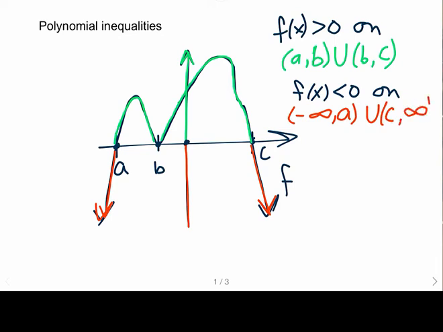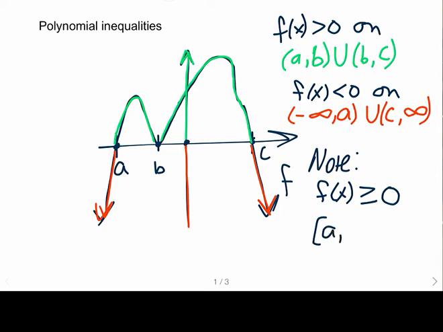to infinity. Don't confuse this with increasing and decreasing. We aren't looking at whether the function itself is increasing or decreasing. We're concerned with whether the function values are positive or negative. Let's make a side note here. If we were looking at, say, for instance, f of x is greater than or equal to 0, then we would say that that's true on the closed interval, square brackets, from a all the way to c. You see, because those are values where the function is either positive or 0.